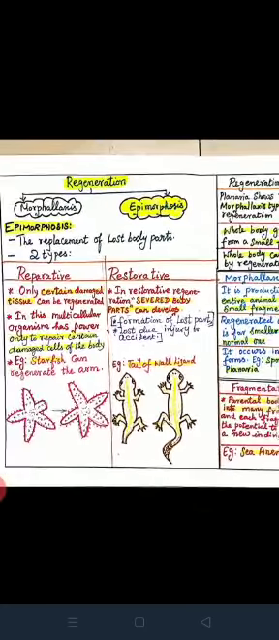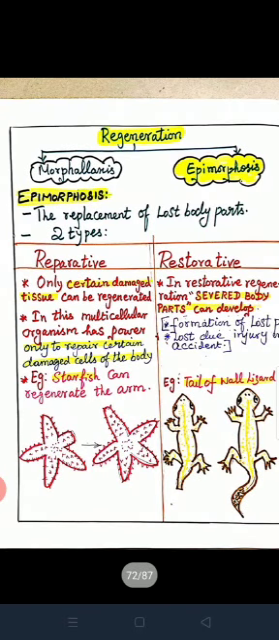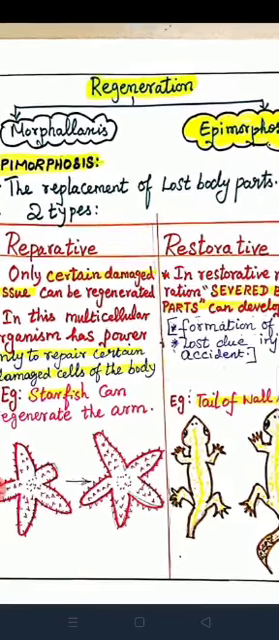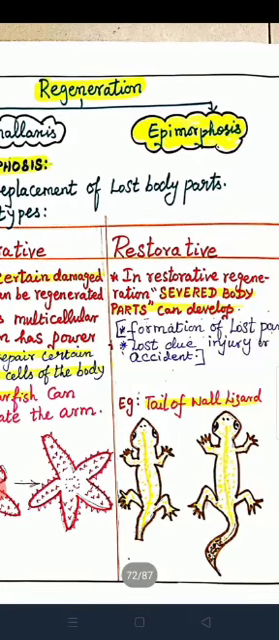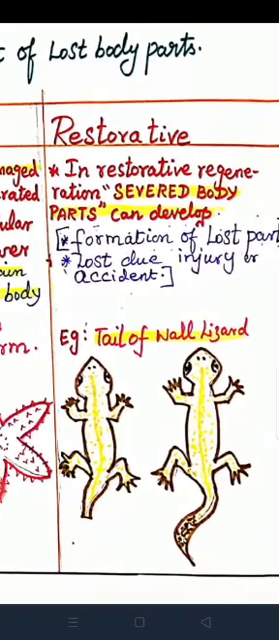Right? Point number 2. Reparative regeneration, seen in multicellular organisms, has the power only to repair certain damaged cells of the body. Example, starfish. Starfish can regenerate the arm. That belongs to the reparative type. In restorative regeneration, example, tail of wall lizard. See the picture? Tail of wall lizard.